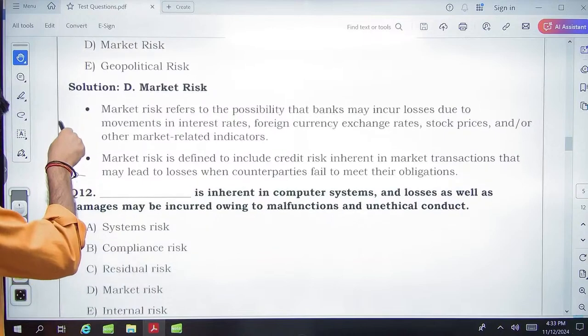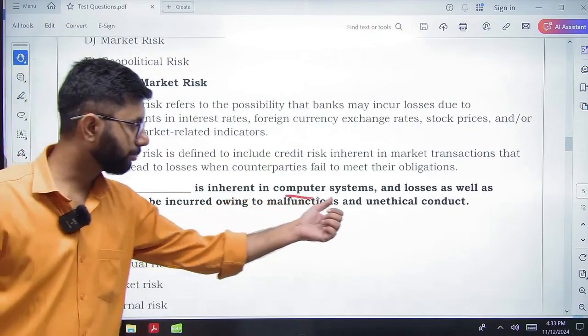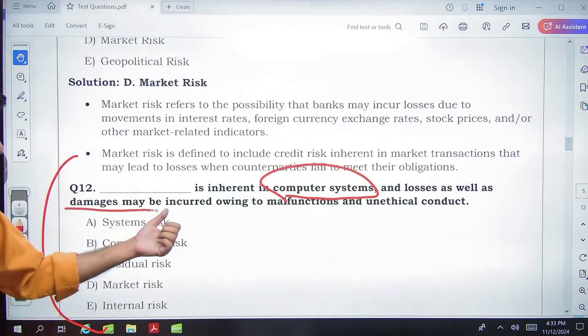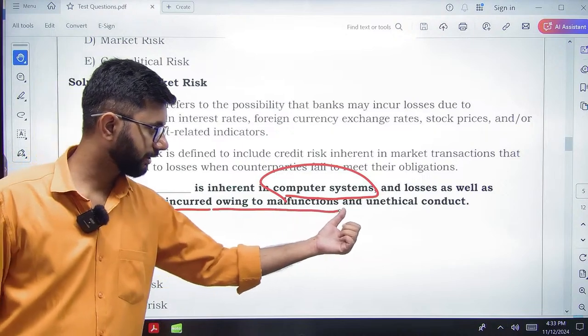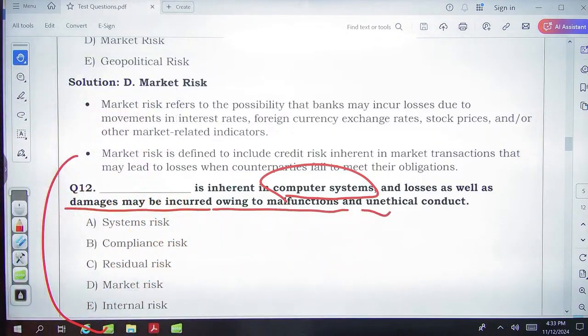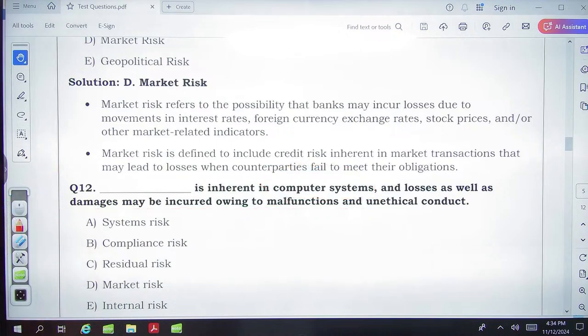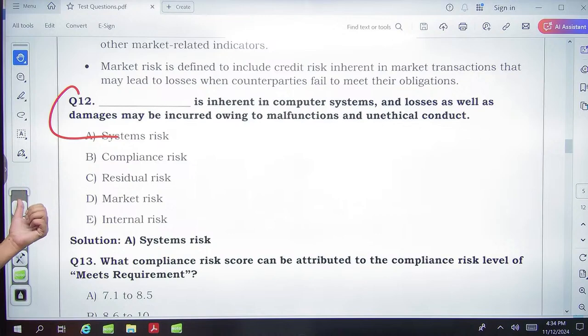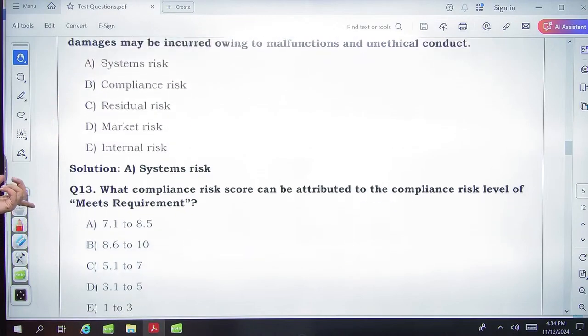चलिए, next is what is inherent in the computer systems and losses as well as damages owing to malfunctions and unethical conduct. What do you think is the correct answer over here? Simple सा correct answer is systems risks. Okay. Next question, a very important question.